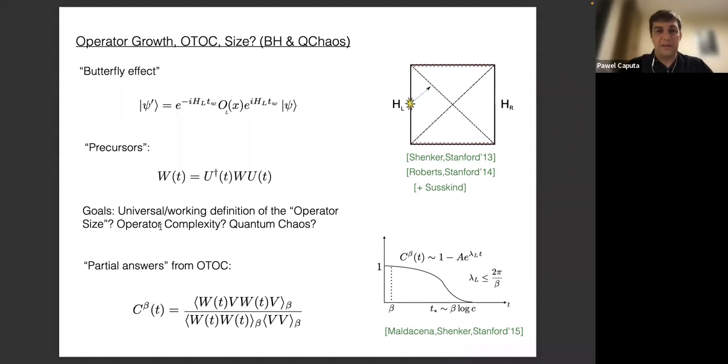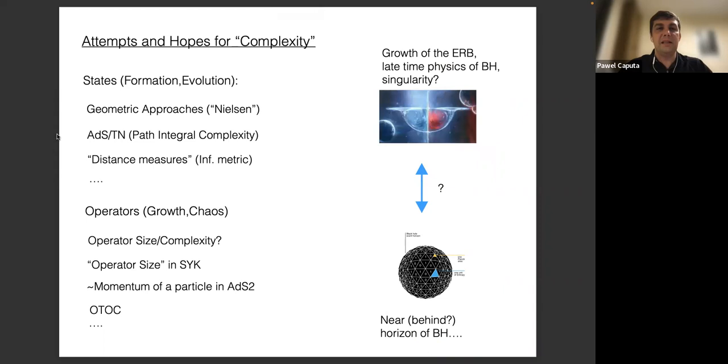Okay. So these are the two things, and basically, given these two early motivations, there have been many attempts and hopes for what this complexity could mean and what this complexity could give us. I'm just giving a very brief division here, but one can put them into roughly two groups.